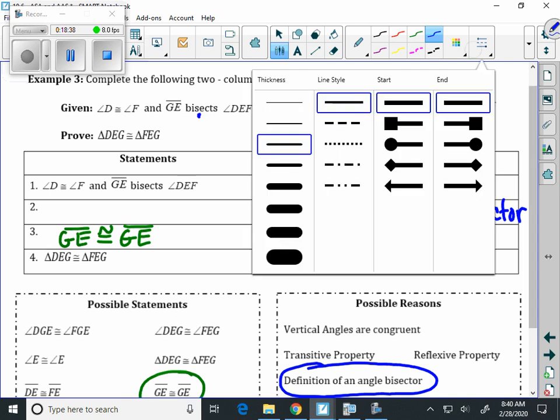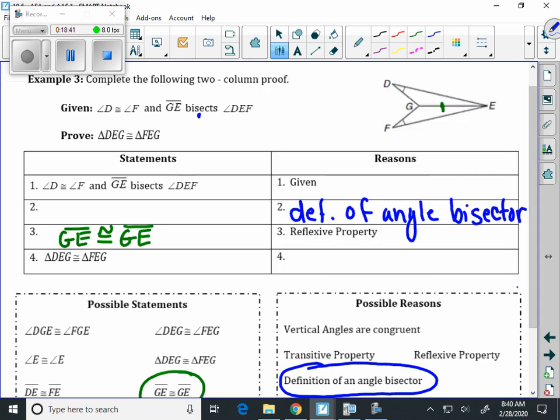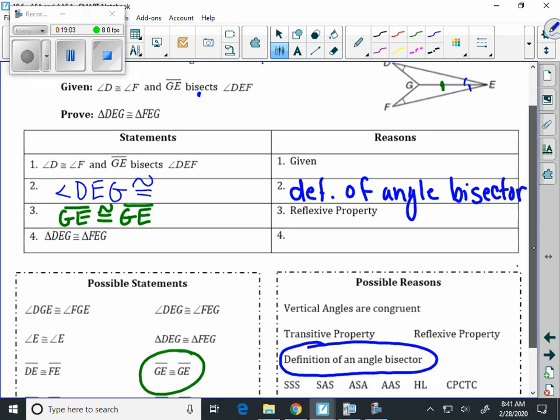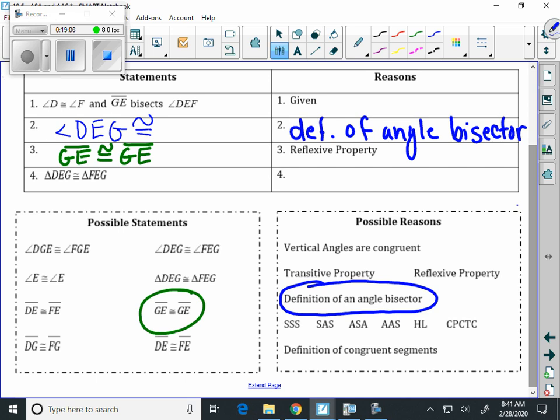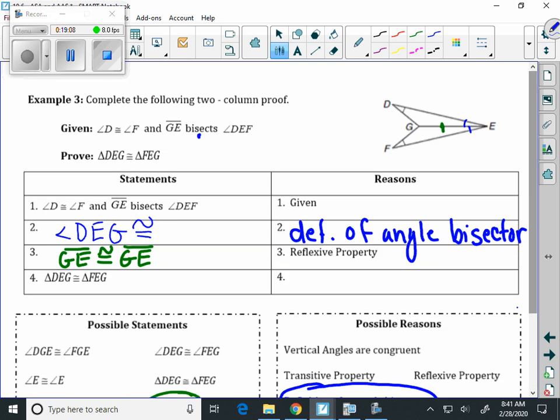And as we take a look at this one, what that means for us is that this angle here is going to be congruent to that angle there. So I'm going to start with angle DEG, I believe, and I'll look down below. Angle DEG is congruent. And actually I can see it right there, angle DEG. Is it congruent to angle FEG? And we've got it marked up. Angle FEG.